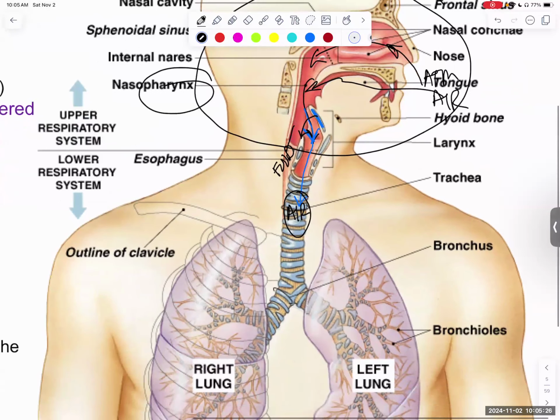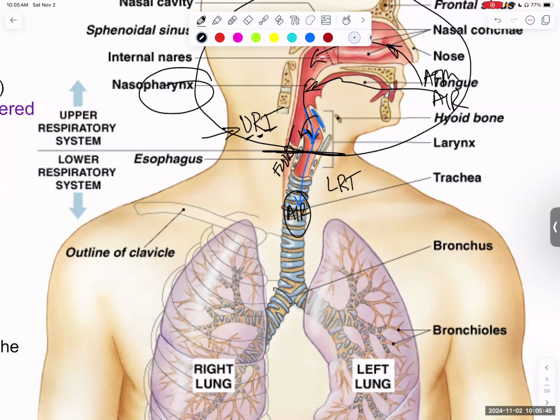Air's going to flow, and right below the larynx is where we say the lower respiratory tract begins, and this is the upper respiratory tract. So if you have a URI, that would be upper respiratory infection.